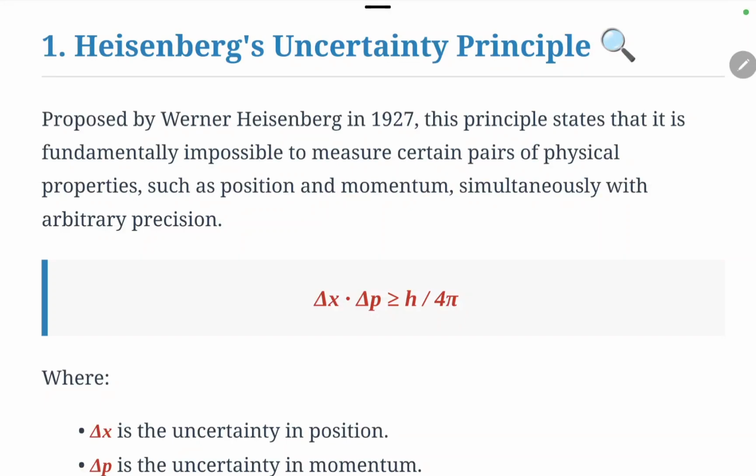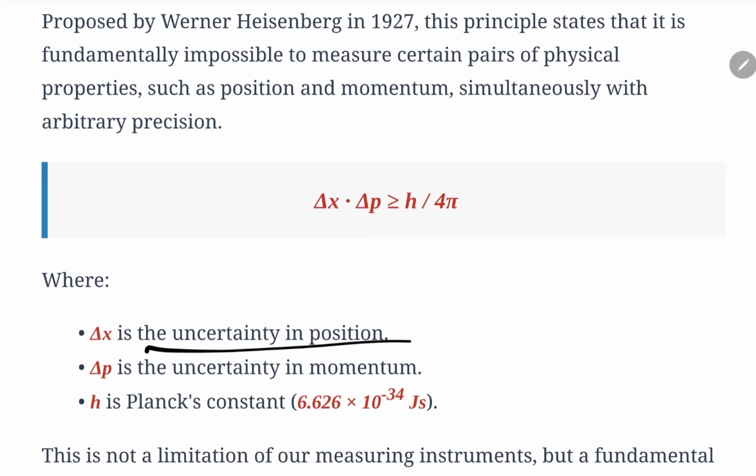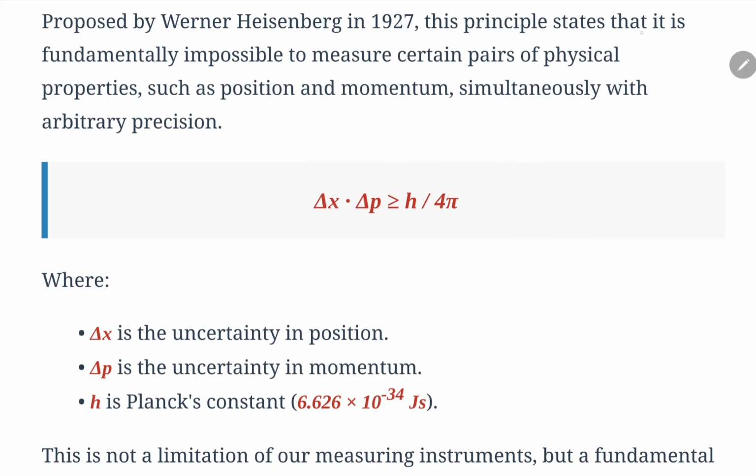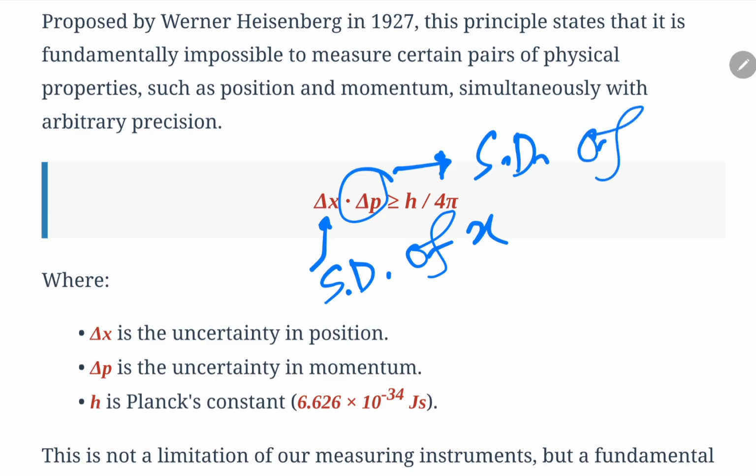So it has the mathematical form del x times del p, where del x is the uncertainty in position and del p is the uncertainty in momentum, and the product of these two must be equal or greater than h by 4 pi, where h is a constant called Planck's constant, as you can see. To be mathematically precise, del x is basically the standard deviation of x, and del p is the standard deviation of p.